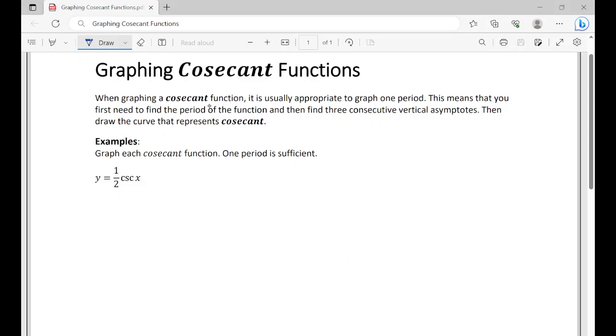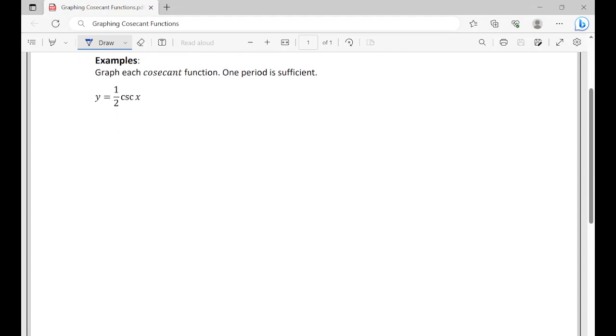When graphing a cosecant function, it's usually appropriate to graph one period. This means that you first need to find the period of the function and find 3 consecutive vertical asymptotes. Then draw the curve that represents cosecant. So we're going to graph this first cosecant function, and we're only going to go one period.